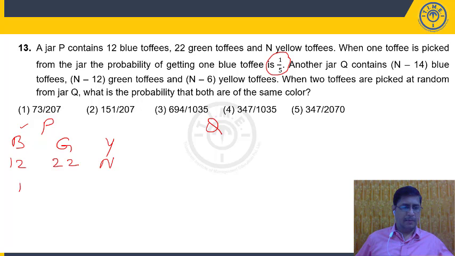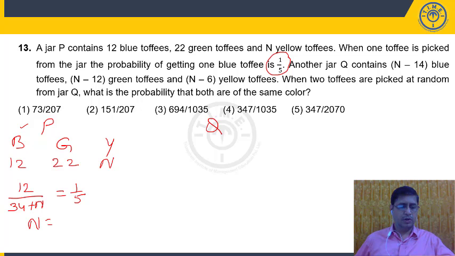So what is that? 12 by some other value. Some other value means 12 plus 22 plus n, it is 34 plus n is equal to 1 by 5. Now simplify this. 12 into 5 is equal to 60. So 60 minus 34 is equal to the n value. N is equal to how much? 26. 12 into 5, 60. So 60 minus 34 is the value of n.